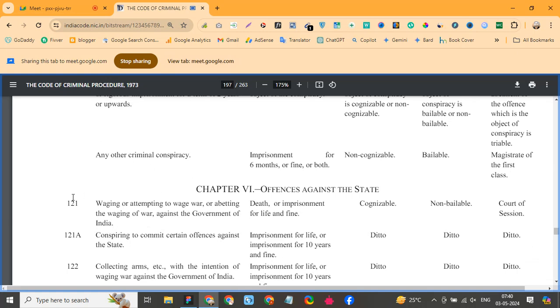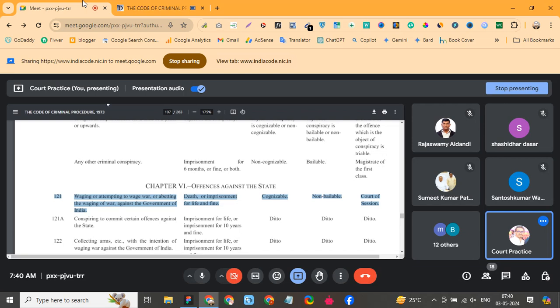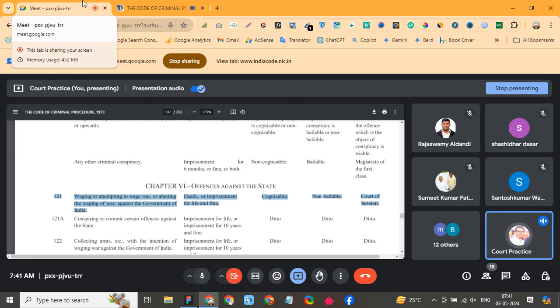Likewise, if we go through section 121 of IPC, the definition says that if any person is waging or attempting to wage war, or abetting the waging of war, against the Government of India, in that scenario that person is liable to punishment under section 121: death penalty, life imprisonment, or fine.